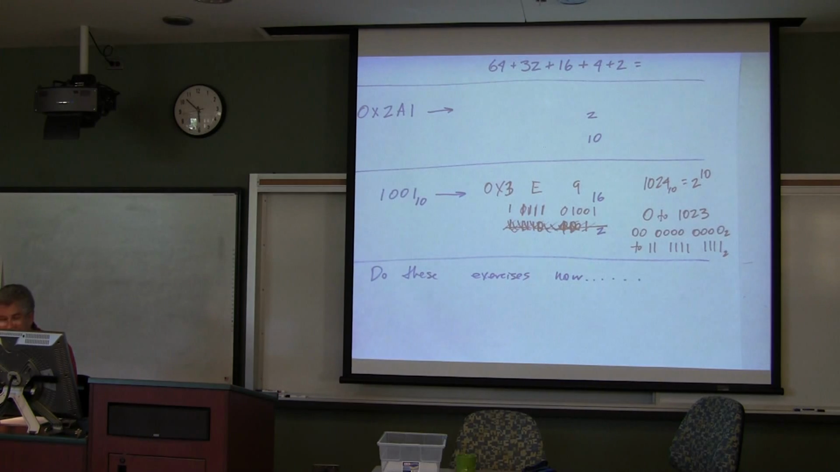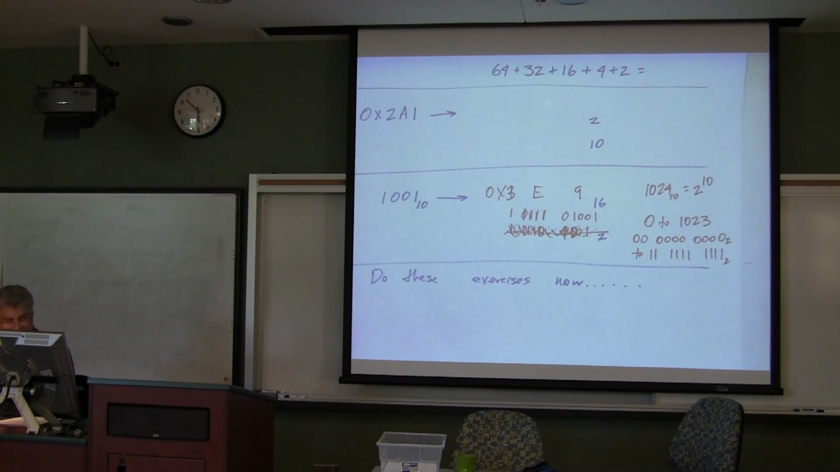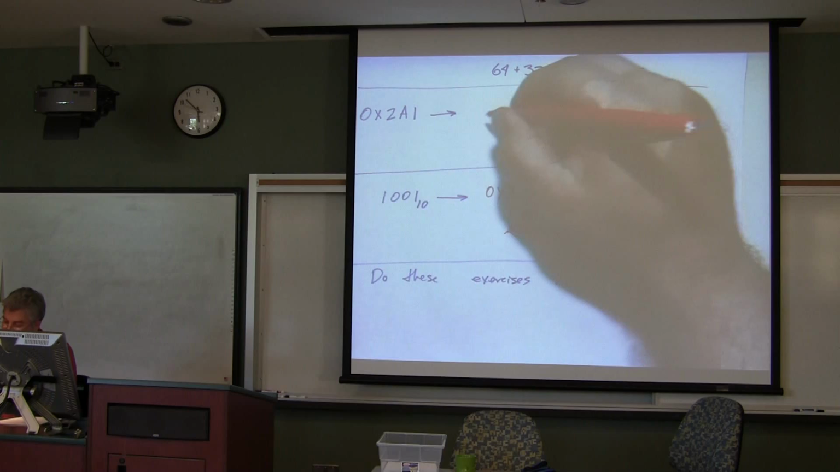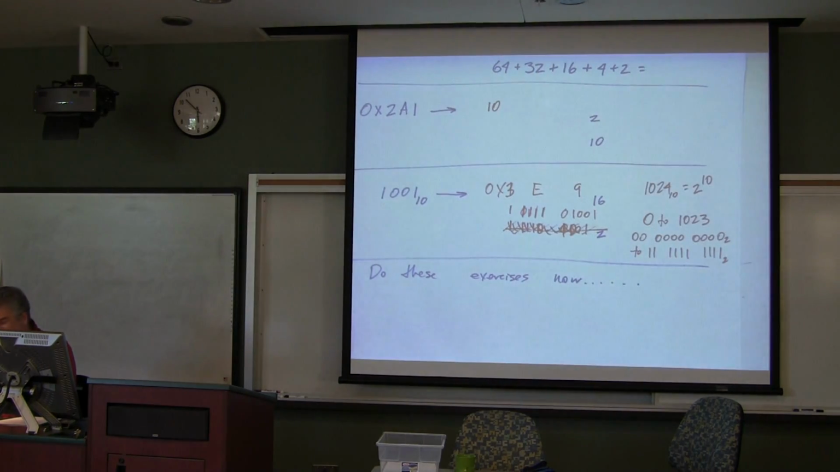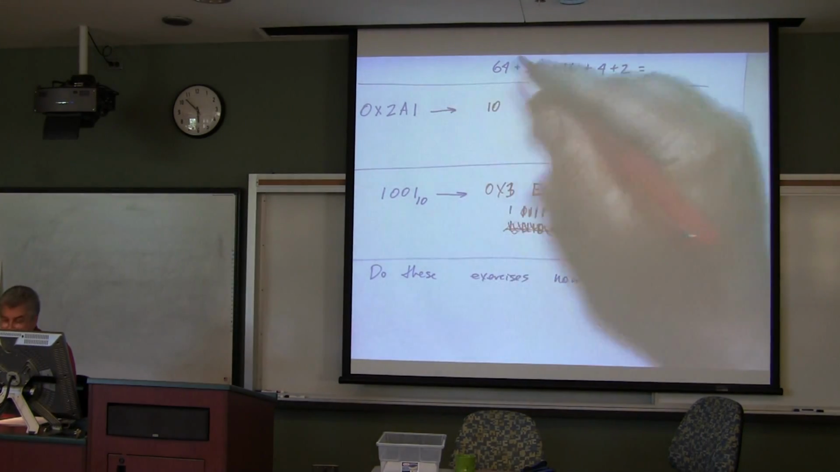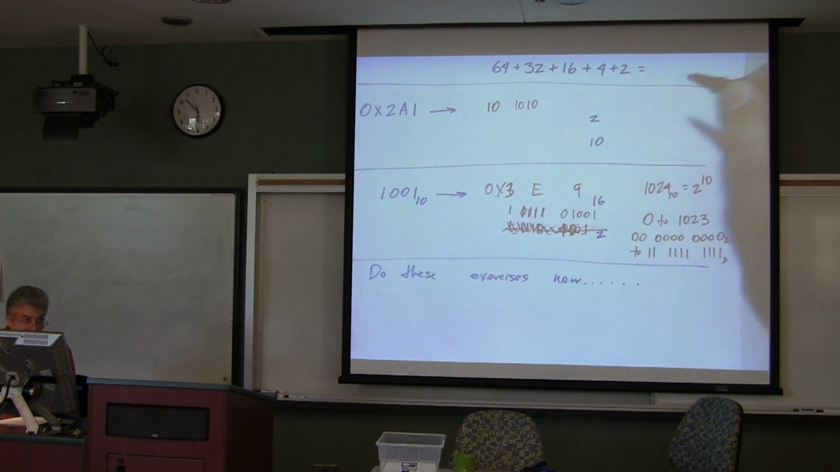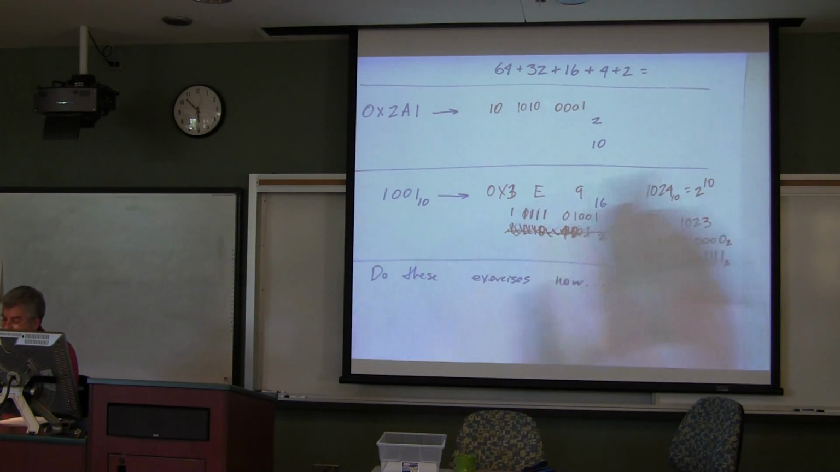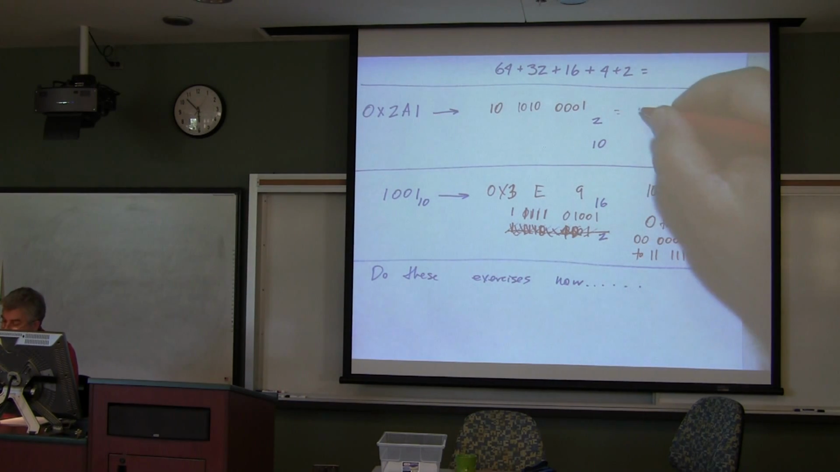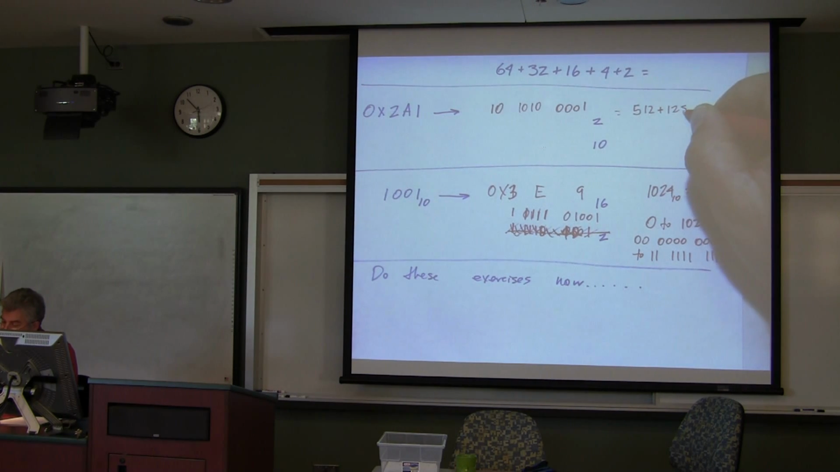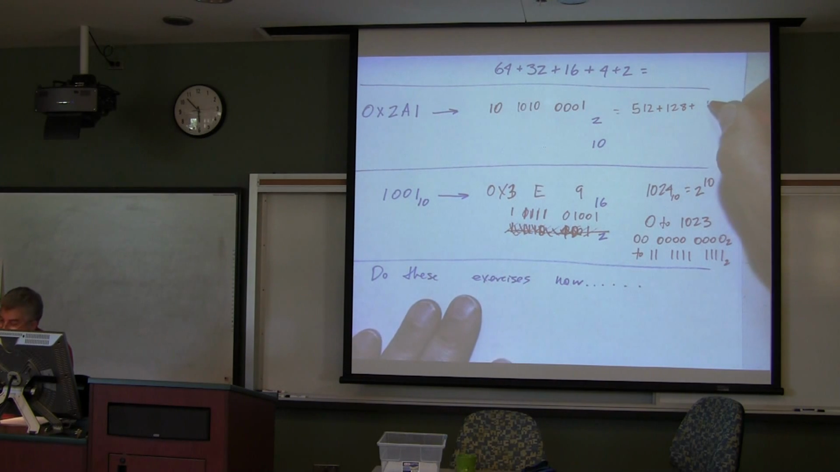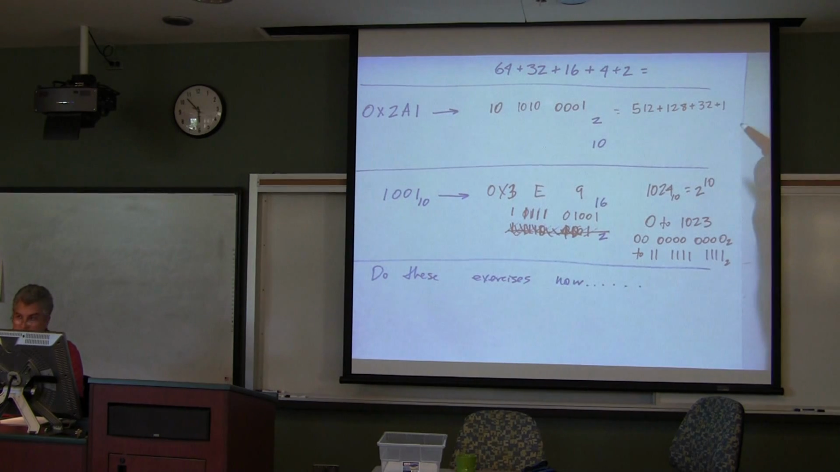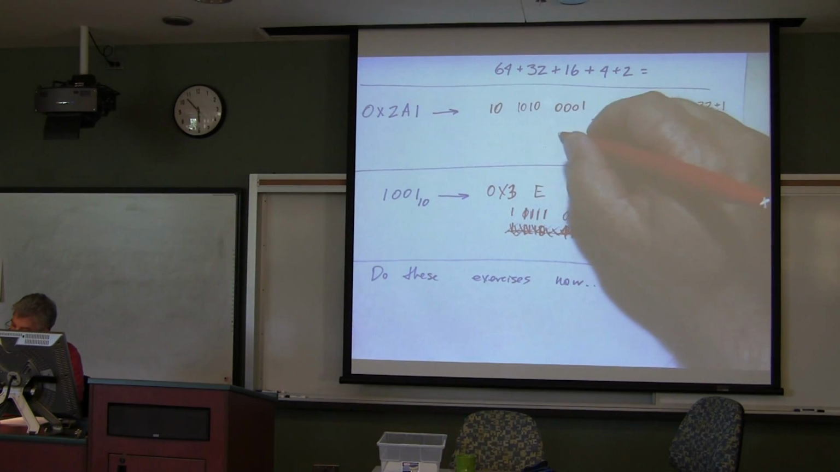Do I even bother doing the next one? All right, the easiest way is to convert this first into binary. A is the pattern 1, 0, 1, 0 in binary, and then 0, 0, 0, 1. Only a few ones, so this is going to be equal to 512 plus 128 plus 32 plus 1. So that's equal to 673.